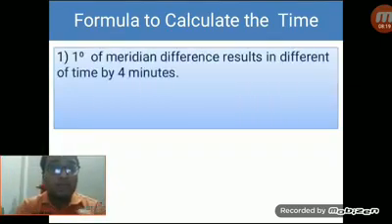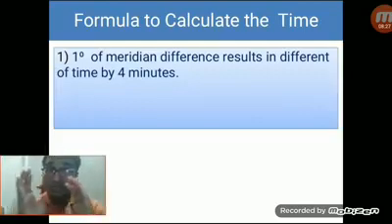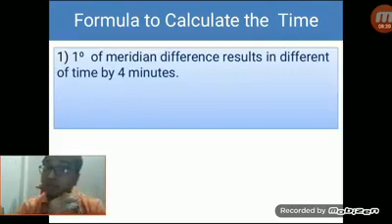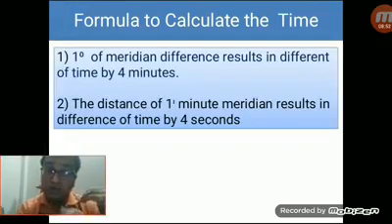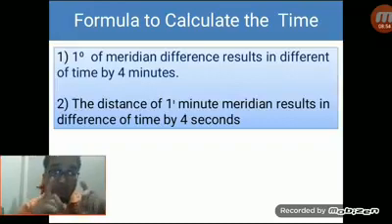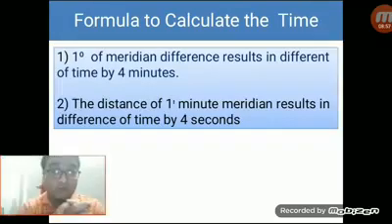1 degree of meridian difference results in a difference of time by 4 minutes. So what does it mean? That means a difference of 1 degree of meridian results in a difference of 4 minutes. Then a distance of 1 minute of meridian results in a difference of time by 4 seconds. That means a difference of 1 minute of meridian results in 4 seconds. And we use this formula to calculate the time of a place.